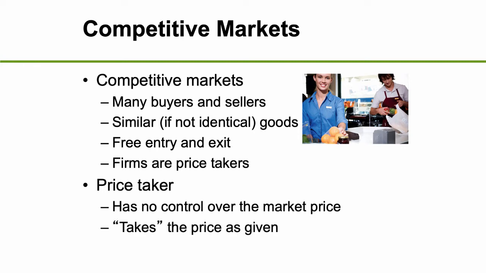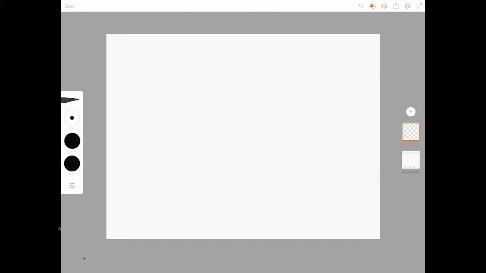Now, this means that the firm has no control over the market price. Like I mentioned, the firms are just too small to alter the market price. And so they have to take that price as given. They have to just accept it. And if they don't, then they're going to find that they have no customers, or that they're not making enough money to cover their costs.